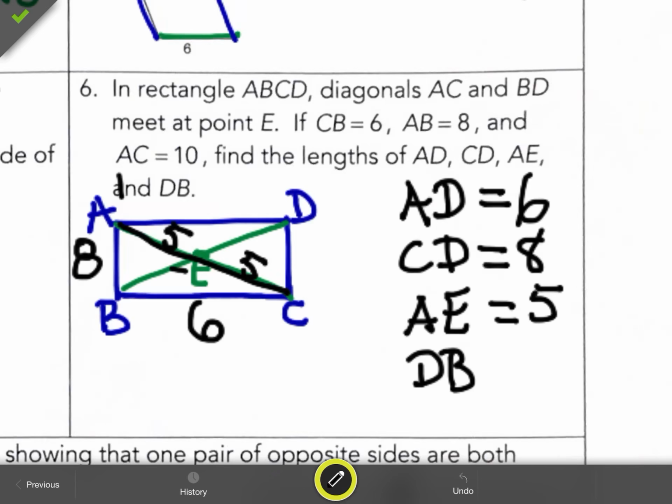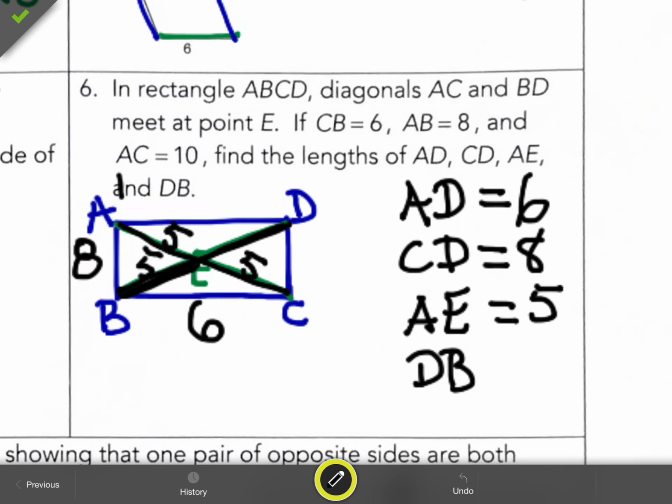They could have asked me for BD, this whole diagonal. You would have said 10 because diagonals are congruent. They could have asked you for BE, just this piece right here from B to E. Well, 10 divided by 2 because the diagonals bisect each other. You would have gotten 5. They didn't. I'm just throwing that out there because you may run into a question like that.